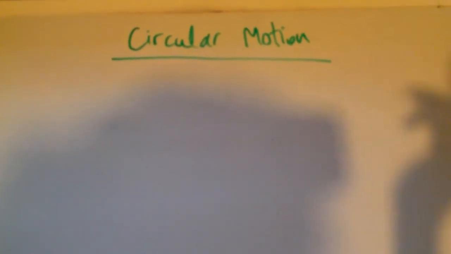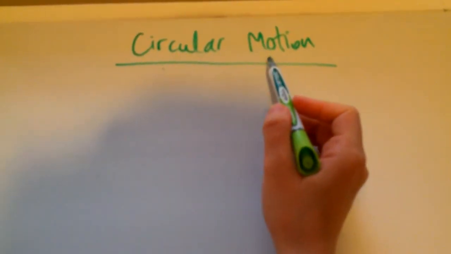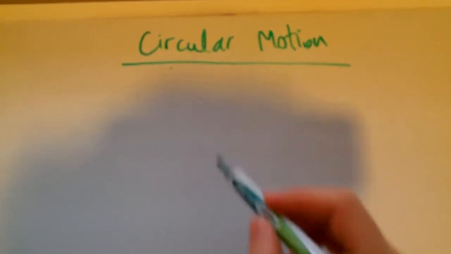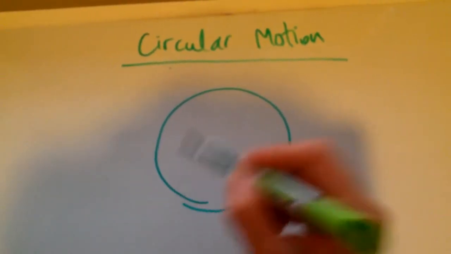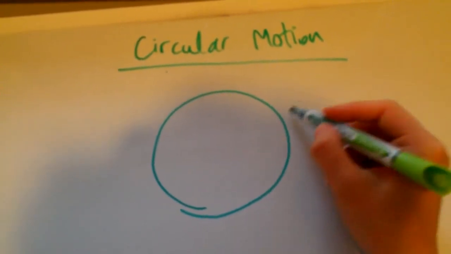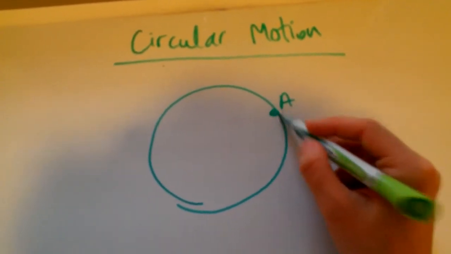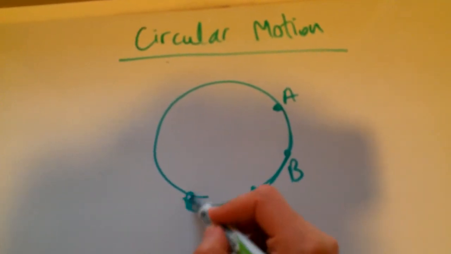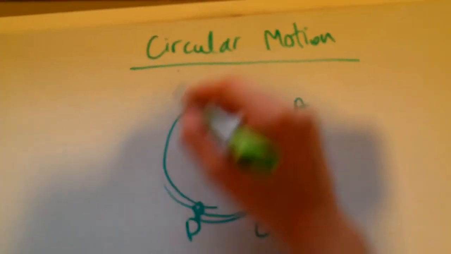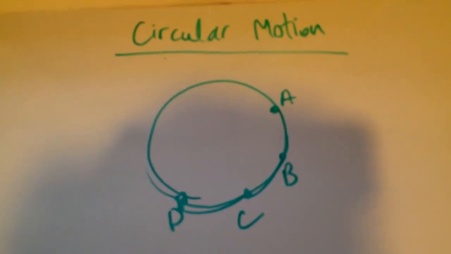Hi everyone, so today I'll talk about circular motion. As the name suggests, circular motion deals with motions on a circle. Suppose, for example, there is a car that goes from A to B and then goes to C and then goes to D, and basically, it goes on the circle.